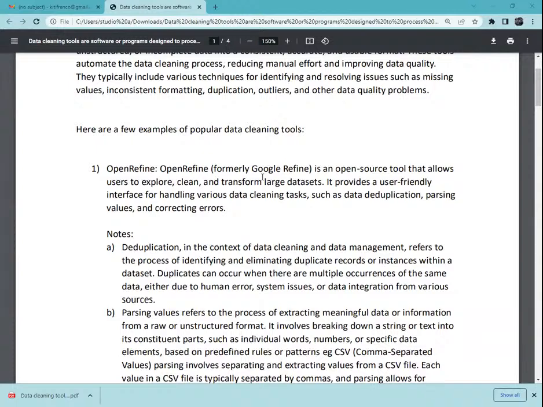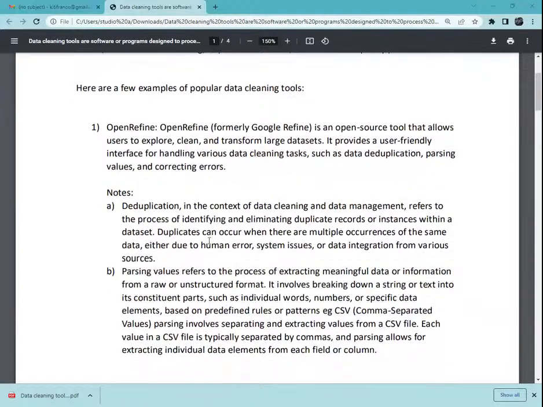I'm explaining these terms down here, that deduplication in the context of data cleaning and data management refers to the process of identifying and eliminating duplicate records or instances within a data set. Duplicates can occur when there are multiple occurrences of the same data, either due to human error, system issues, or data integration from various sources.